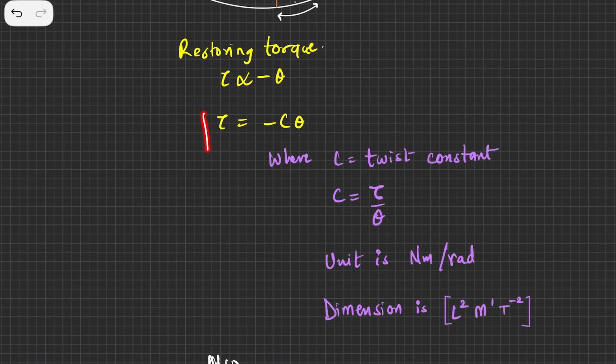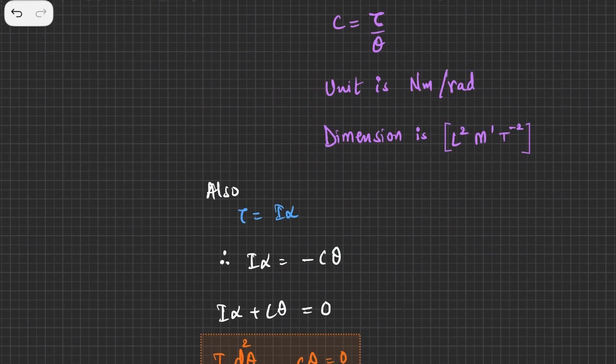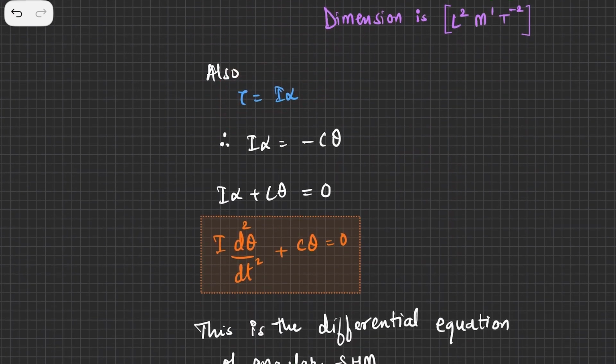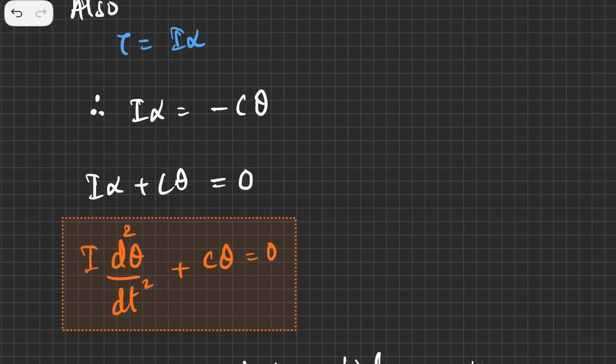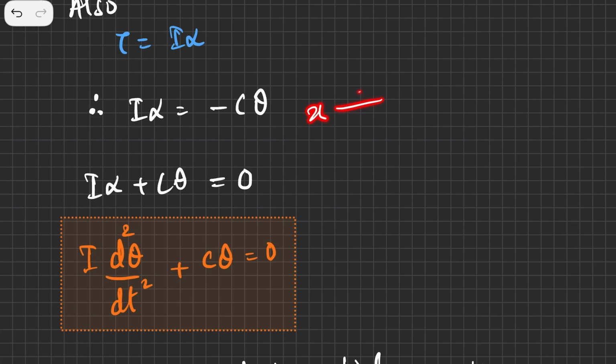So in this formula, torque is equal to minus c theta. In place of tau, I will write I alpha. So I get I alpha equal to minus c theta. Now I'll bring this minus c theta to the other side, so I'll get I alpha plus c theta equal to 0. Now as you know, if you differentiate displacement, you get velocity.